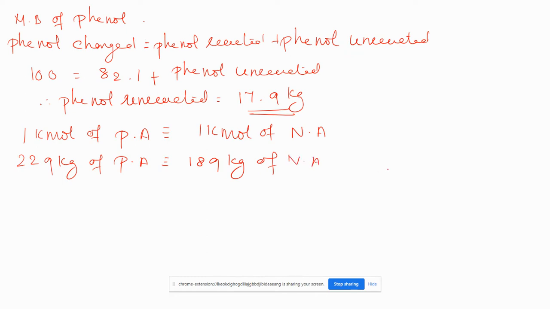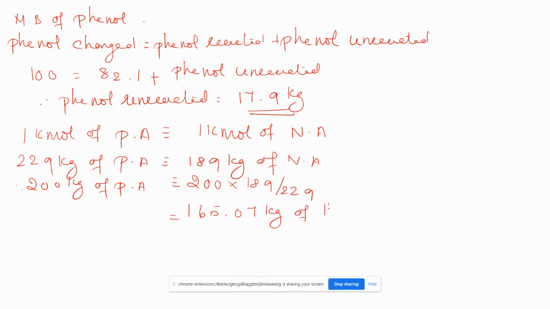So therefore, for the given 200 kgs of picric acid, how much nitric acid? So the given 200 kgs of picric acid will be equivalent to 200 into 189 divided by 229. So the answer will be 165.07 kgs of nitric acid. This is what reacted. Okay, this is what reacted.